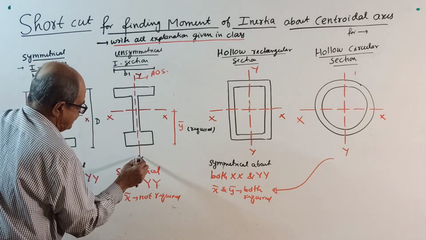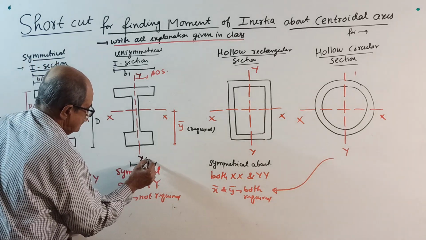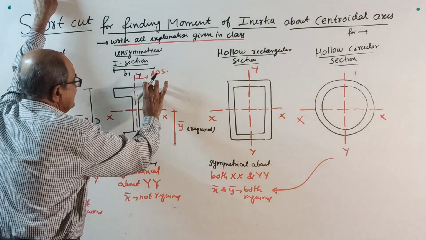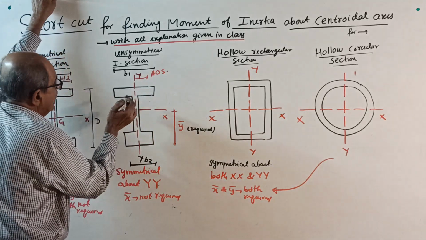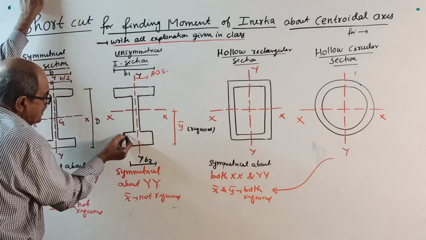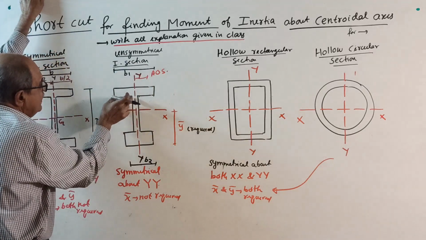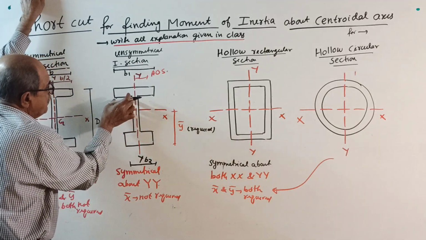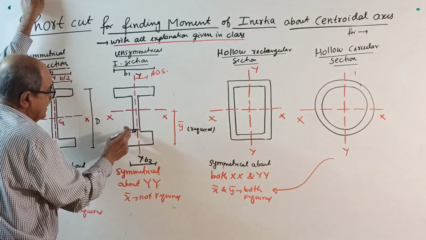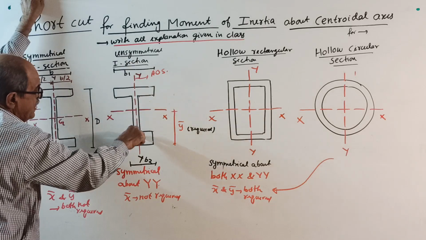The bottom width I will call b2. Then b1 and b2 need not be equal. This thickness also need not be equal. But very important, this projection should be equal to this projection. Whatever is this projection at the top, the same way the projection of the flange at the bottom beyond the web is equal on both sides. So this is the axis of symmetry.